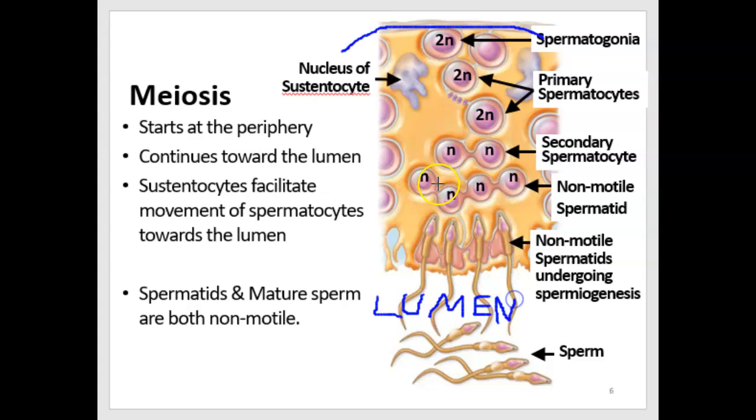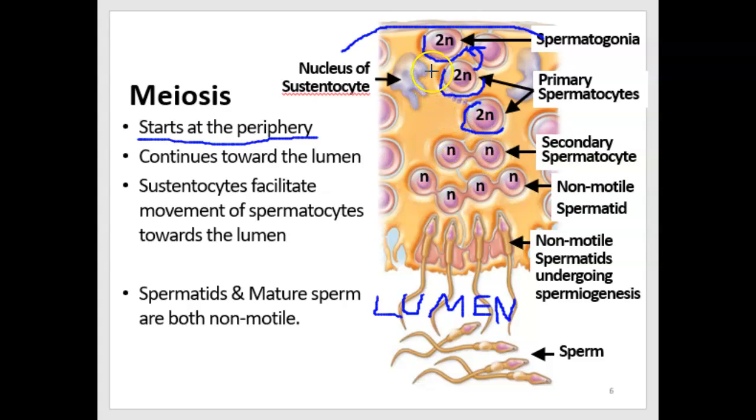So meiosis actually starts at the periphery of the wall of the seminiferous tubule. Here's where we have spermatogonia, and then differentiation occurs and you get primary spermatocytes. One of those is going to stay a germline cell, or a spermatogonium. The other one is going to go through meiosis and become a secondary spermatocyte.